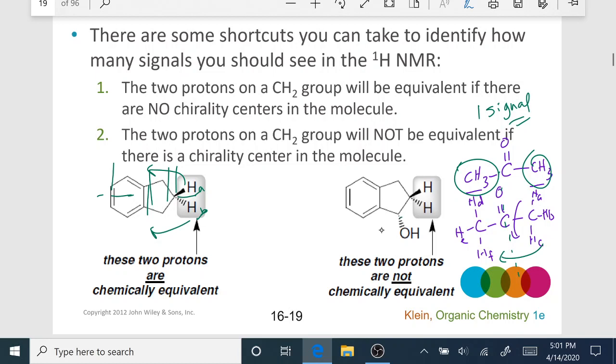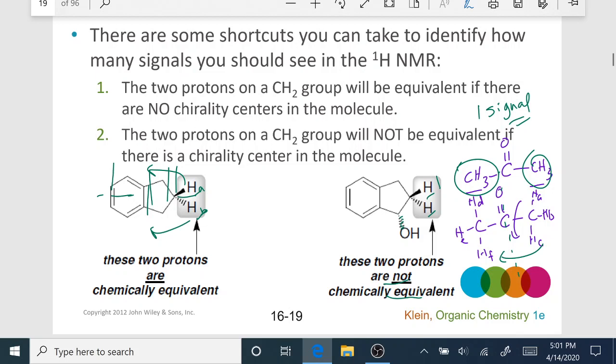Now, if I put an OH group here, like on the molecule on the right, now I've created diastereotopic hydrogens, because replacing them with something like a chlorine would potentially give me a set of diastereomers. And because I can create diastereomers that way, these are not chemically equivalent. So they're going to give me a different signal.